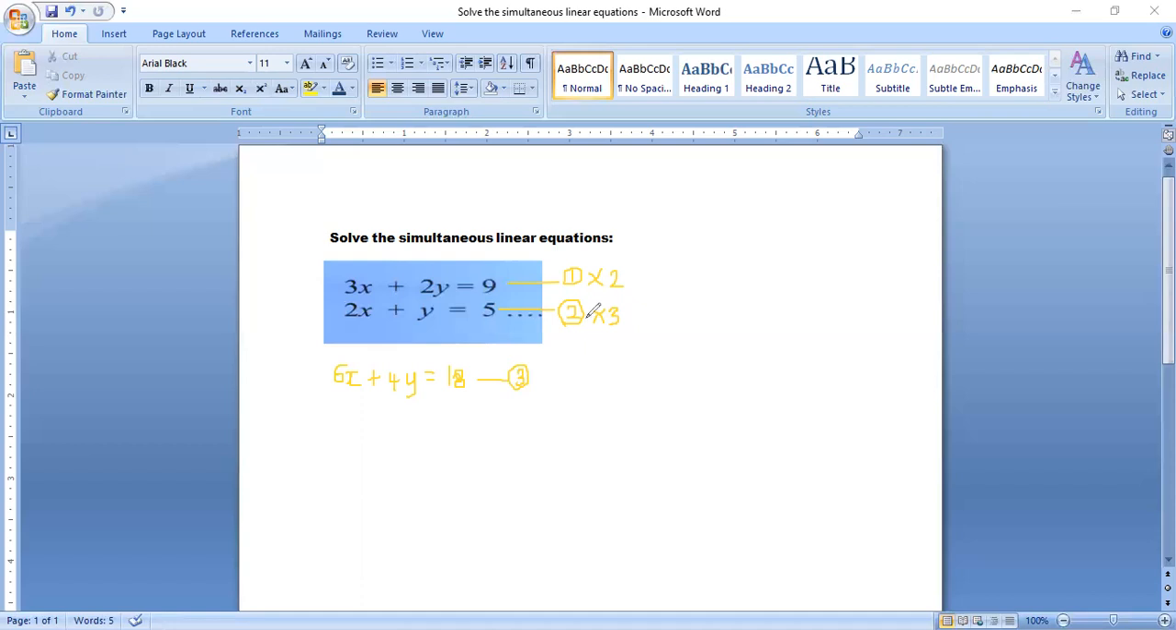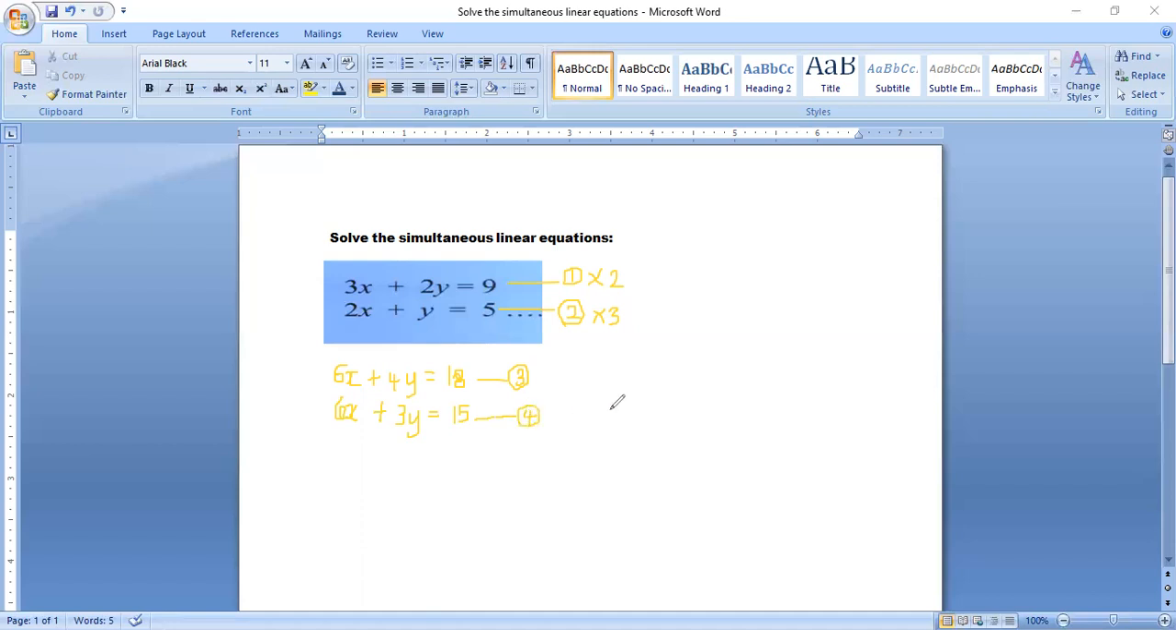Let's go to equation 2. We're going to multiply everything there now by 3. Here we go. So 3 times 2x is 6x, plus 3 times y is 3y, and 3 times 5 is 15. So again, guys, we have another new equation. We're going to call that equation 4. Good?